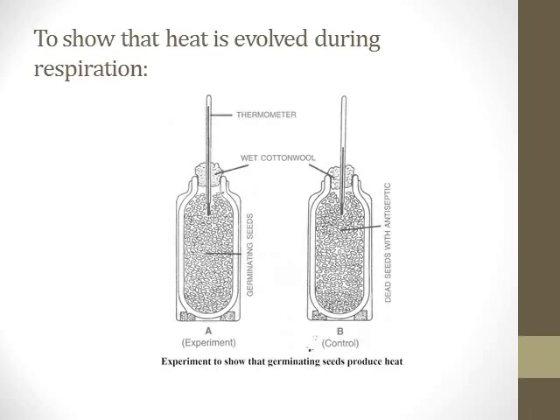So here in flask A we will take the live germinating seed, in flask B we are going to take a dead seed. So insert a thermometer in each flask and plug their mouths with cotton wool. After a few hours, the thermometer in flask A will show a higher reading, thus indicating the germinating seeds are going to produce heat. The thermometer in flask B will not show any rise in temperature because the seeds are in dead condition. Okay, so this proves that heat is evolved during respiration.